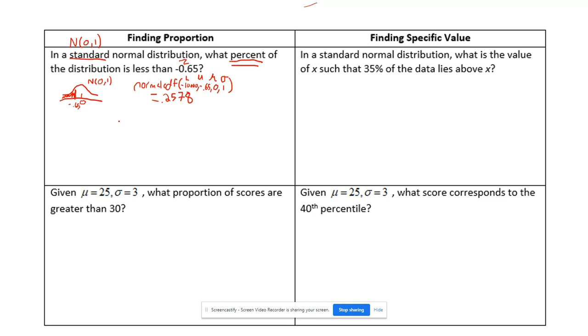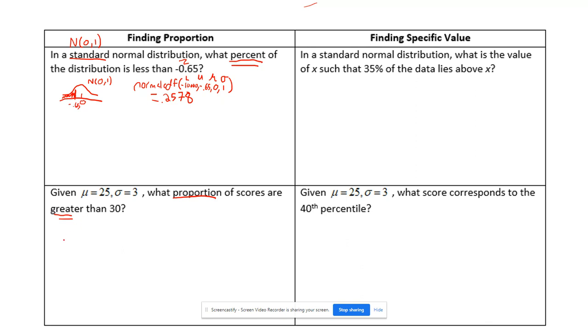Okay, now what if we're finding the proportion, but notice down here in this one, I don't have a standard normal distribution. I'm given a different mean and a different standard deviation. And it asks a proportion. So the word percentage, I see the word proportion means the same thing. And then are greater than 30. Now, be ready to read a problem carefully. I might not give you the symbols for mean and standard deviation. You might have to read the problem, see the words in it.